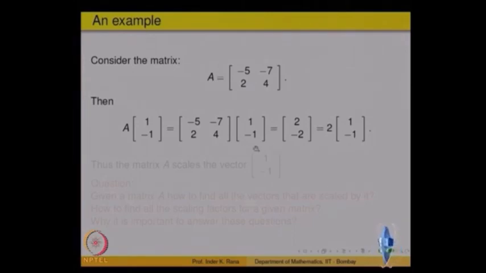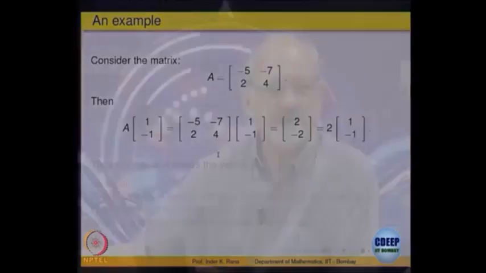So, what is it doing? This matrix A is just changing the vector 1, minus 1 by a scale, it is just stretching it, twice. It is not changing it into anything else, it is just stretching it, that is all. It lies on that line, 1, minus 1. So, it was this vector, now it is stretched to twice that, nothing more than that.